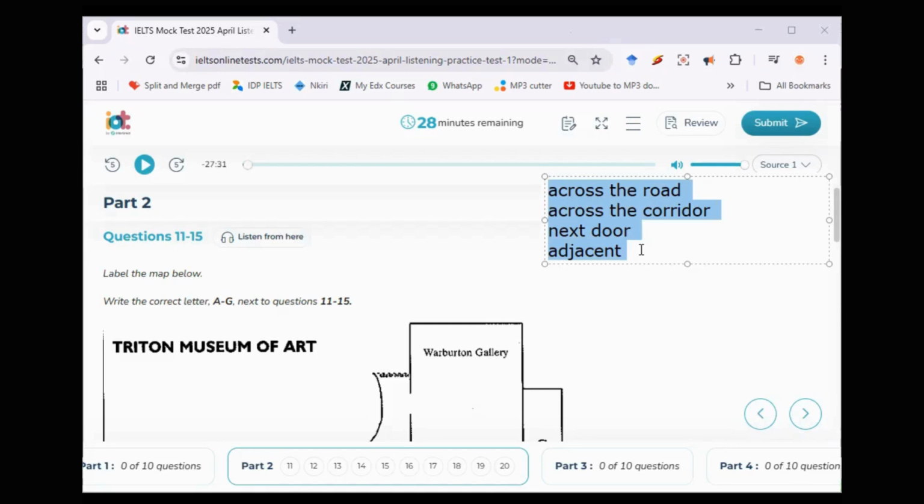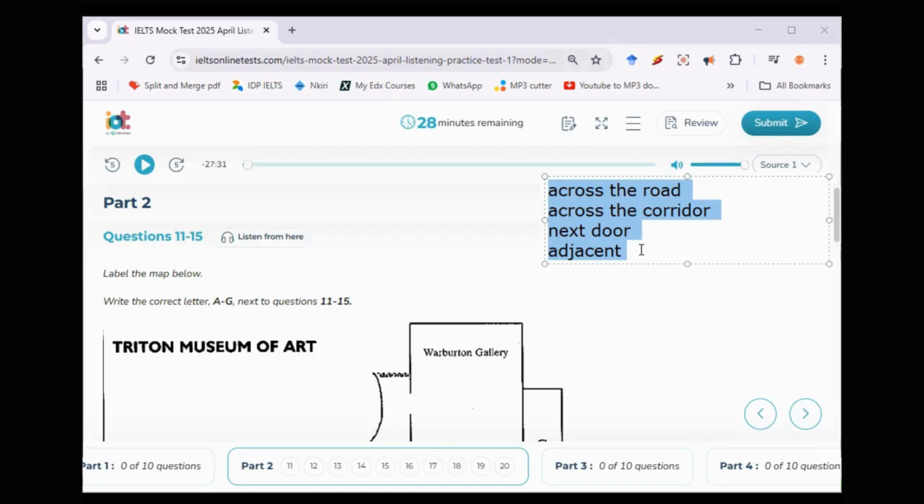Okay? So somebody does an IELTS listening test and gets maybe 1 out of 5 on the map labeling questions, or maybe even 0 out of 5, or maybe 2 out of 5. Then, after marking and doing everything, you need to go back to that map where you got the low score, and then carefully play the audio slowly.